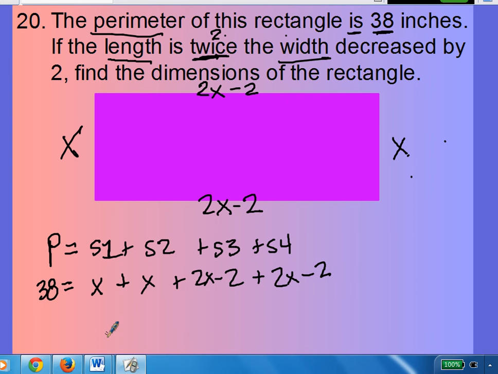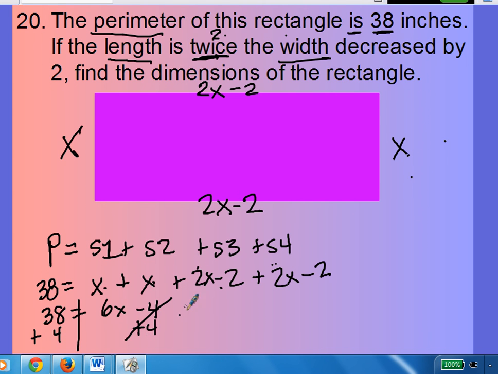And then all we have to do is combine our like terms. So we get 38 equals 1, 2, 3, 4, 5, 6 x's. 6x. And minus 2 is negative 4. Okay? And then we have to solve our equation. So our x is on the left for once. Let's go ahead and put the constant on the right. So we're going to add 4 and add 4.